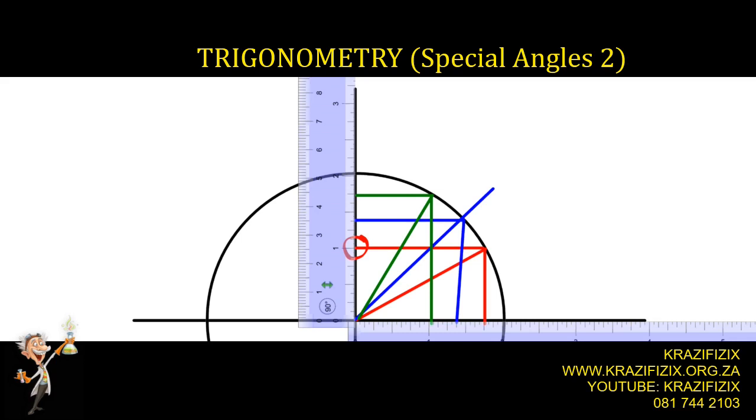Okay, so on the side, let me try to create something here. So we have a triangle that looks like this. It's a right angle triangle.